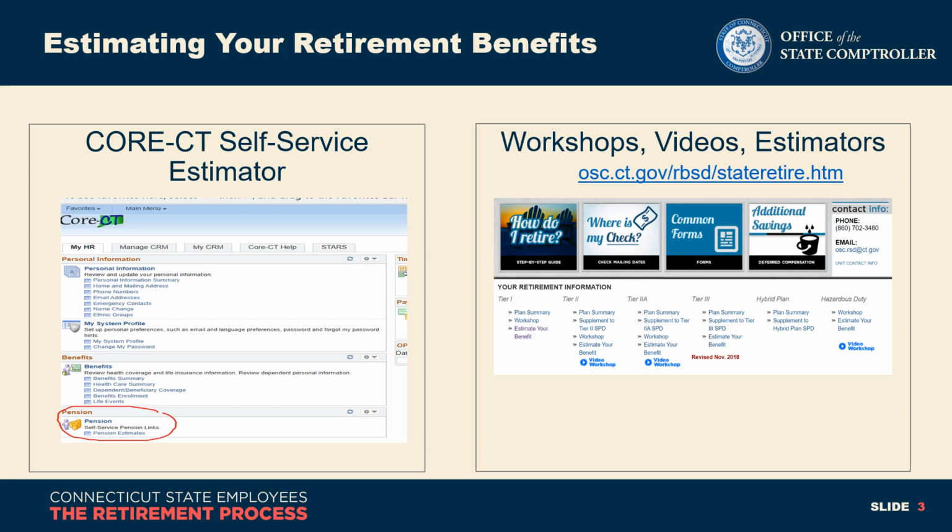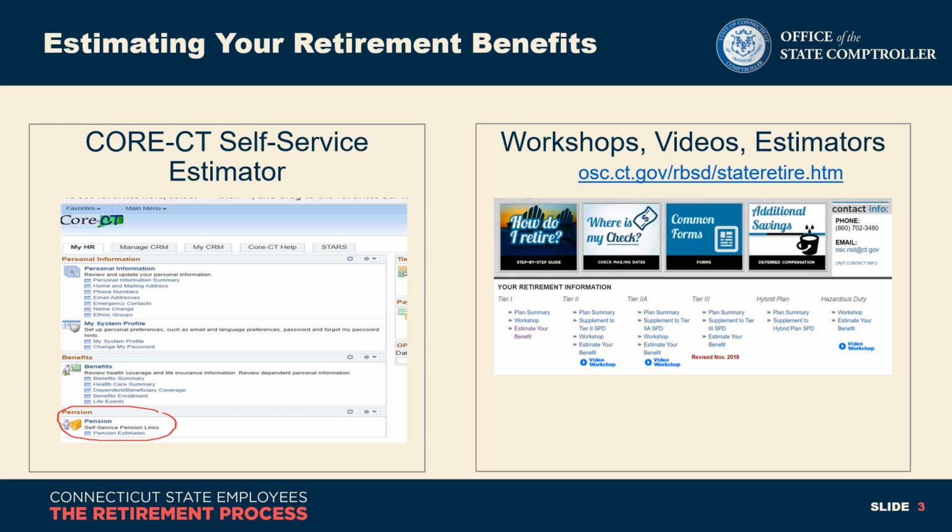The estimator will allow you to see what your retirement income will be based on different dates of retirement. In other words, you can compare the effect of choosing different retirement dates. Please remember, though, that the estimator provides you with an estimate only. Your actual pension will still be calculated through a comprehensive audit of your account by our retirement staff once you have retired.